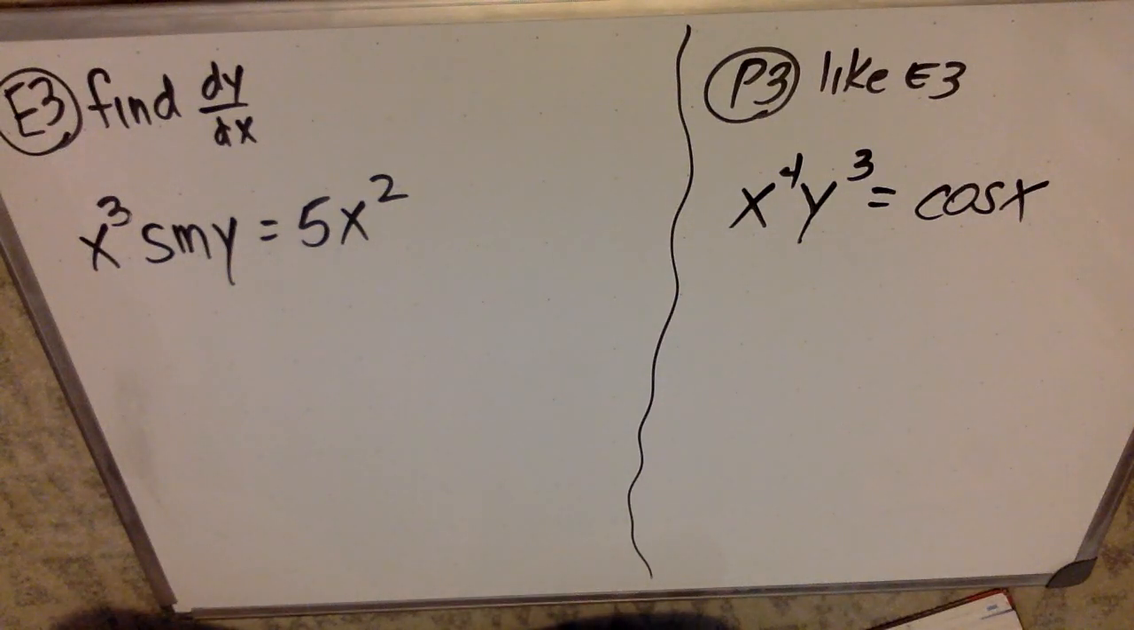Alright, this is APAB Calc. We are doing section 2.5, which is implicit differentiation, and this is our second video. So I'm going to go ahead and start diving into some product rule problems.